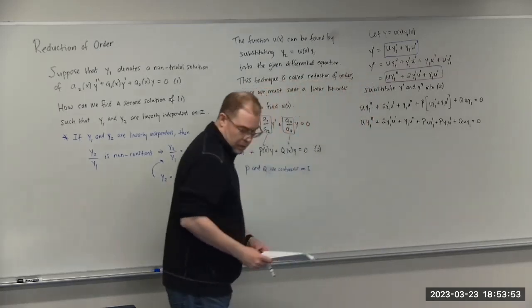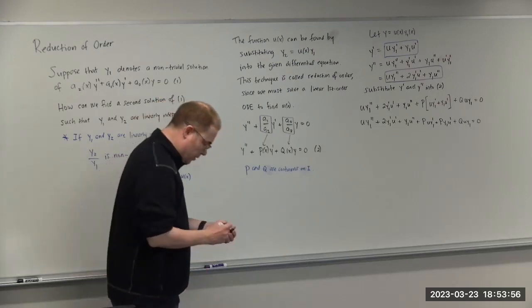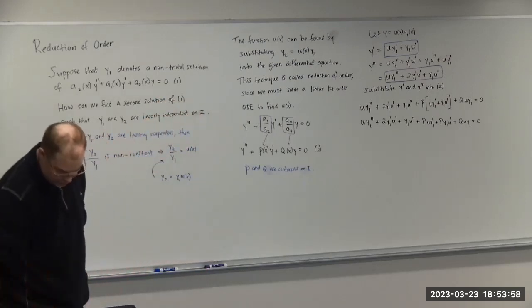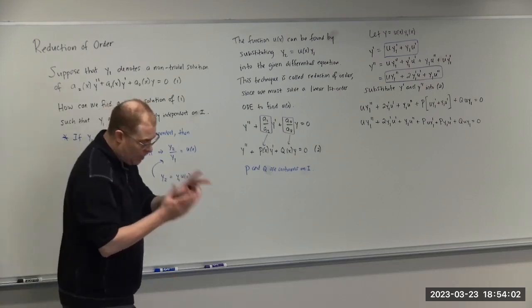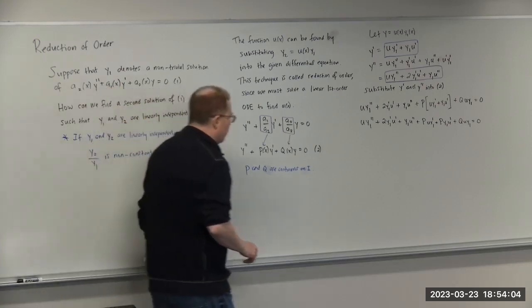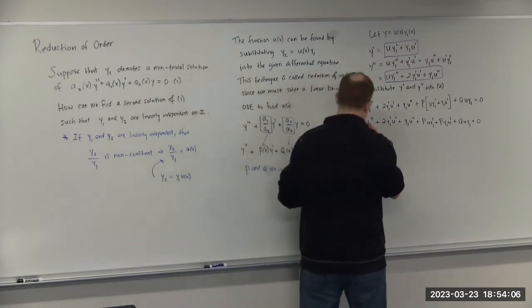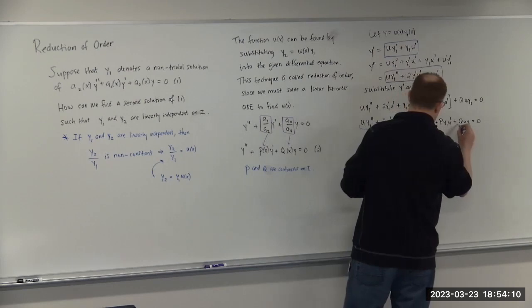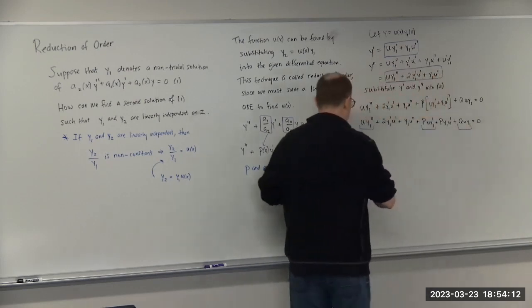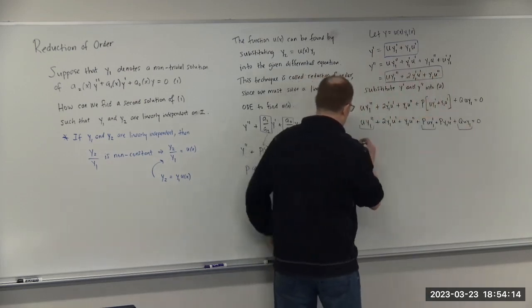And so then, notice that what we're going to do is collect terms here. We're going to collect all the u terms, all the u prime terms, and then all the u double prime terms. So there's a u here, there's another one here, and there's another one here. Okay, so we're going to end up getting y1.